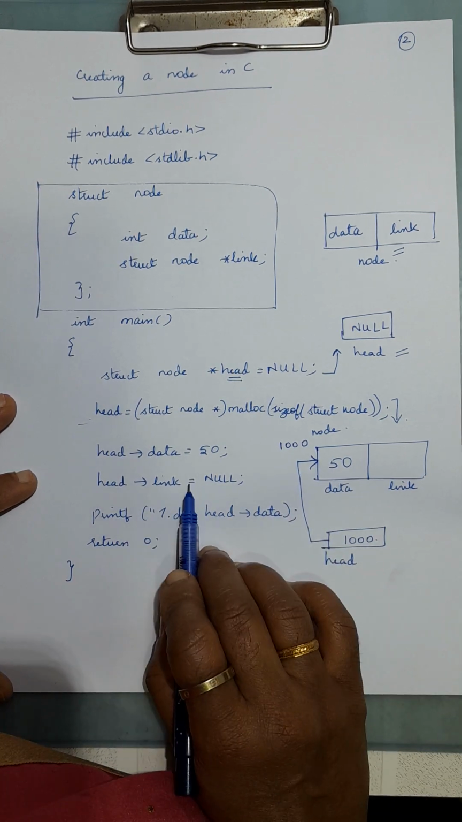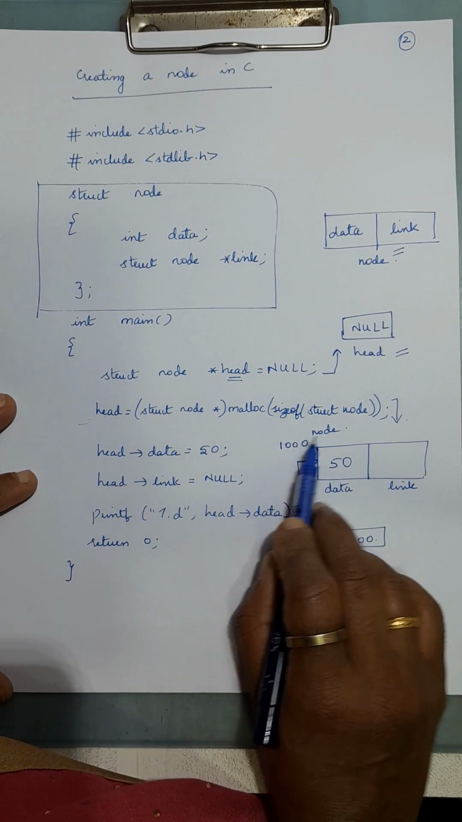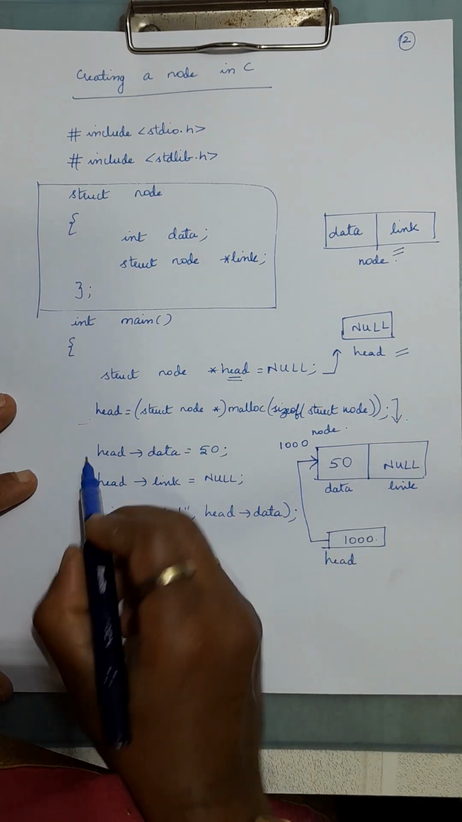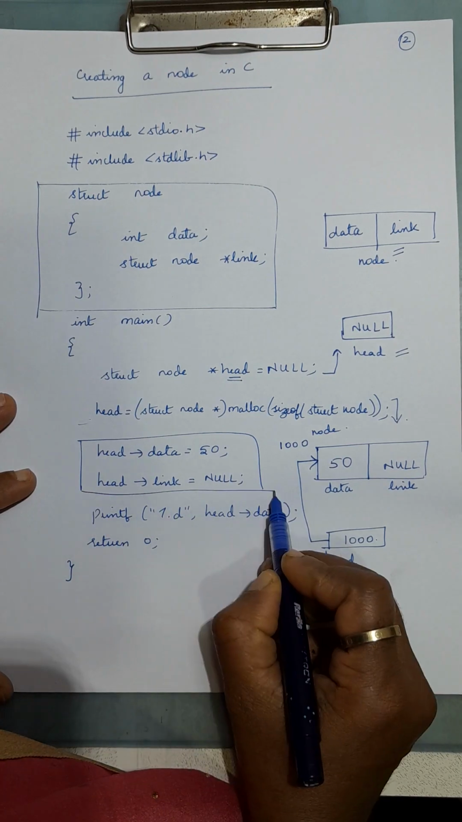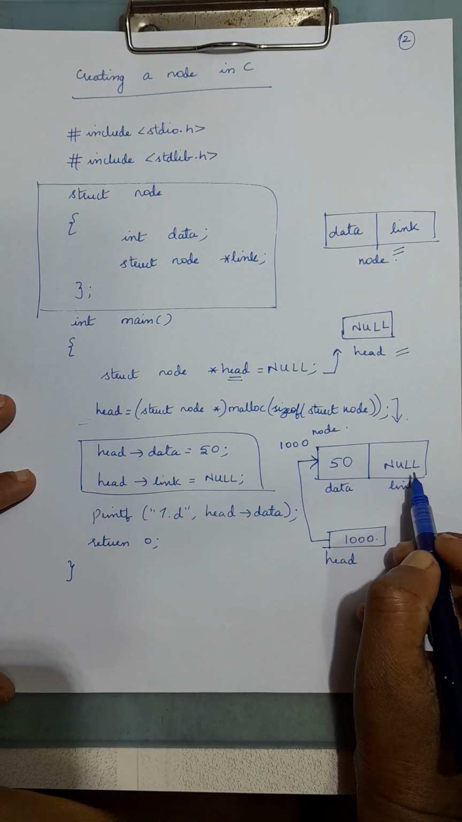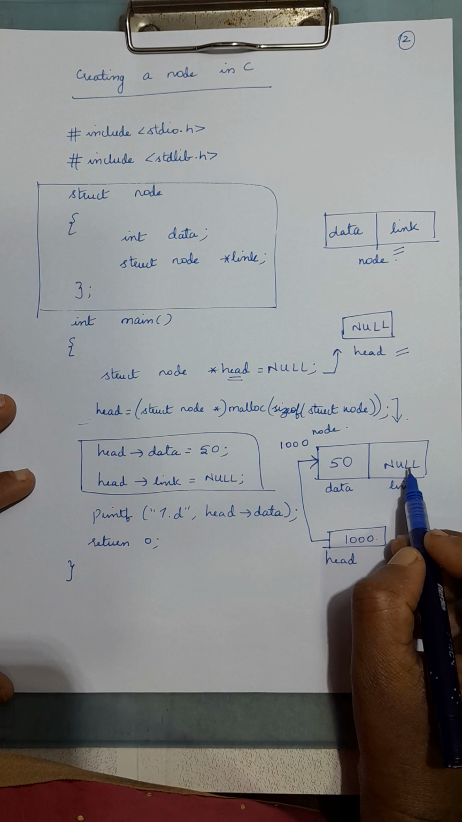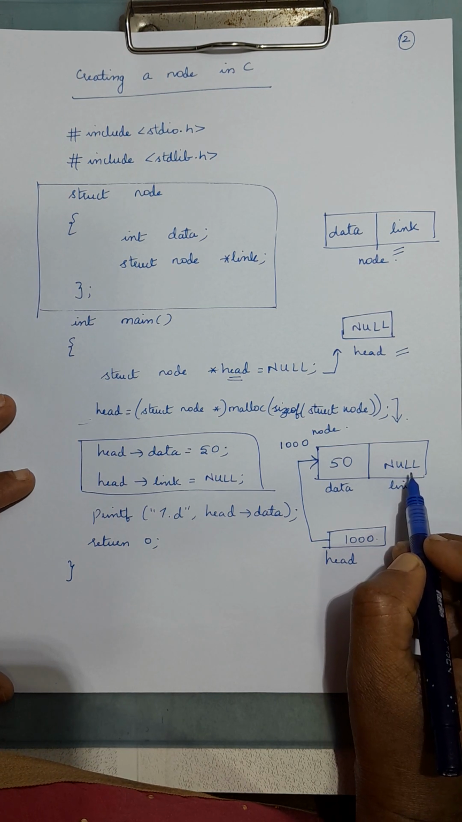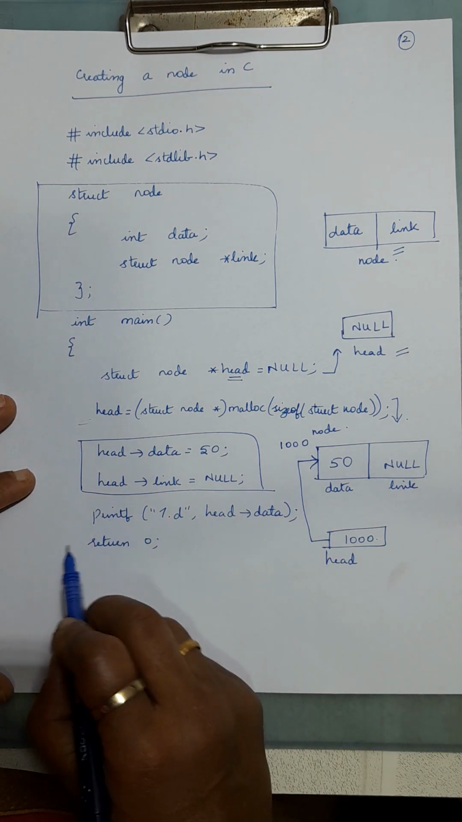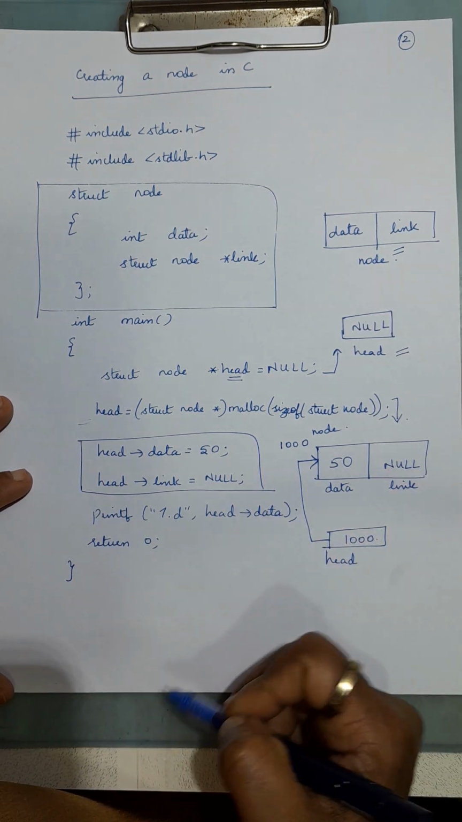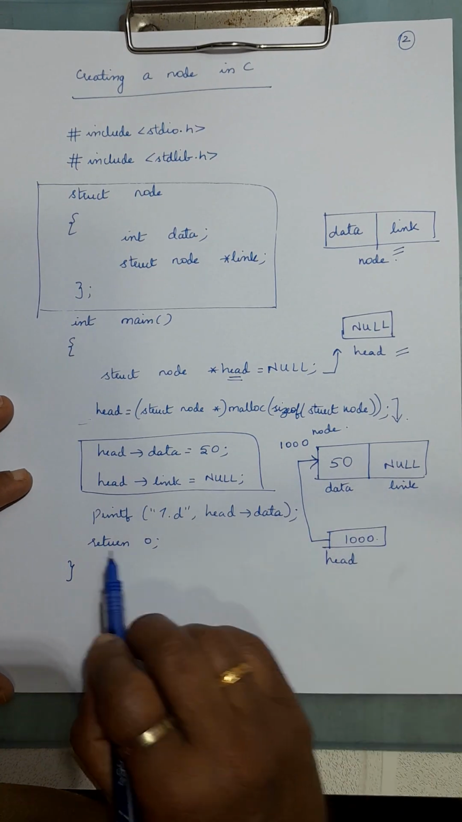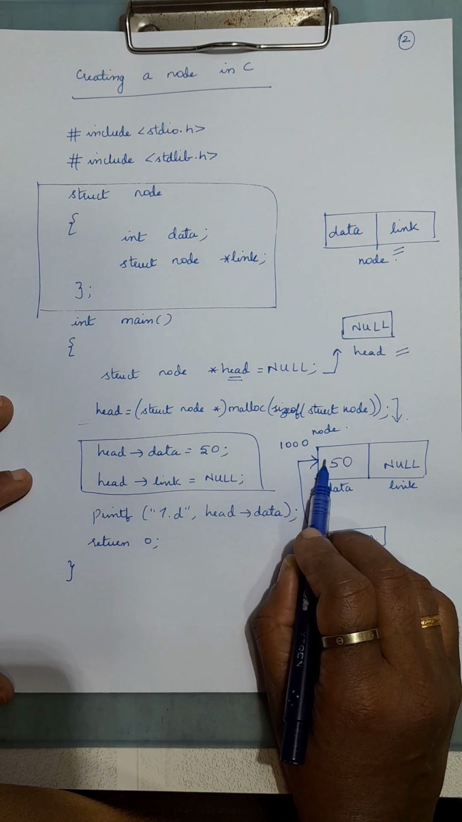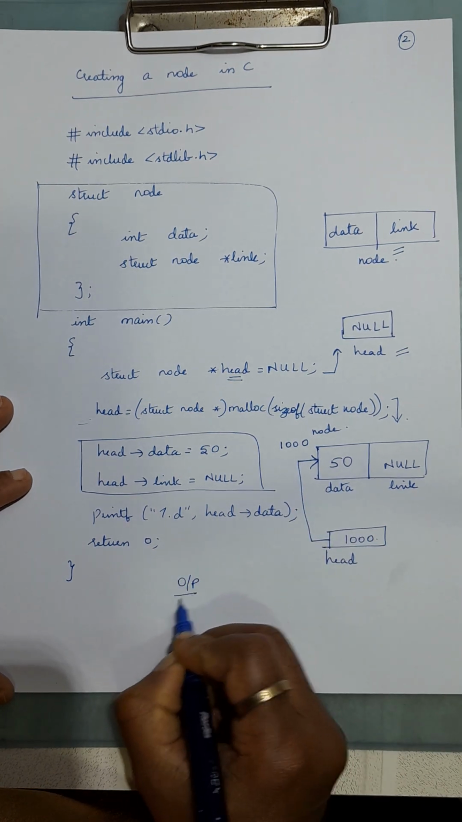Then next, head pointing to link. Head is pointing to 1000, and the link part I am setting to null. You got it? So these two lines are mainly used to access the member variables of the structure, adding the value and the link with null. If you don't specify this null, then the default value will be a garbage value. Fine. After this, what is the next line? I'm trying to retrieve the value that is stored within the data part. So printf %d, what value? Head pointing to data. What is head pointing to data? It is 50. So the output will be 50.